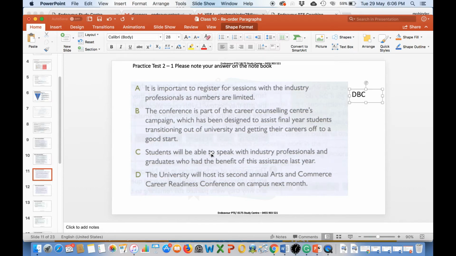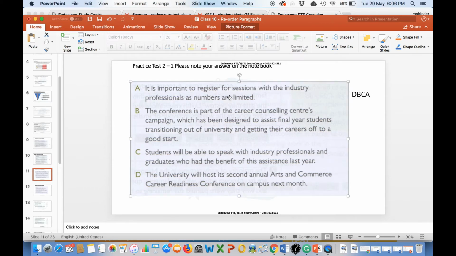After that you have C, they will be able to speak, and then you have A, which is a suggestive. It is important to register for sessions with industry professionals as numbers are limited. So this seems to be a suggestive statement which will go at the end. So D is first, then you have B, then C, and then A. They're introducing the main idea, talking about what this will provide, then what the outcome is, and then what students should do: they should register in time.